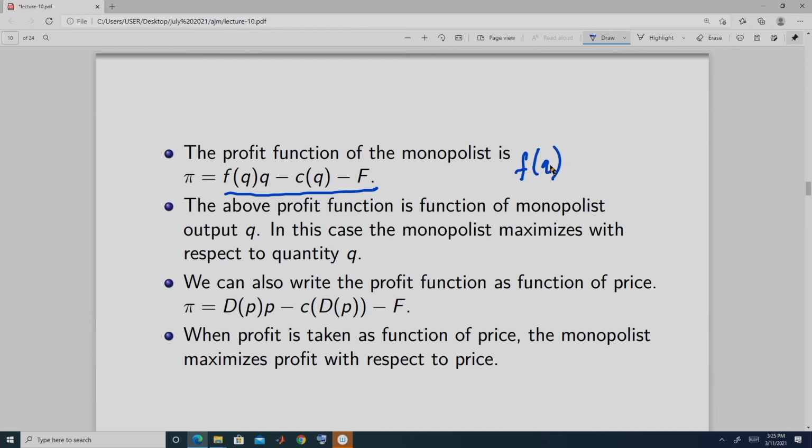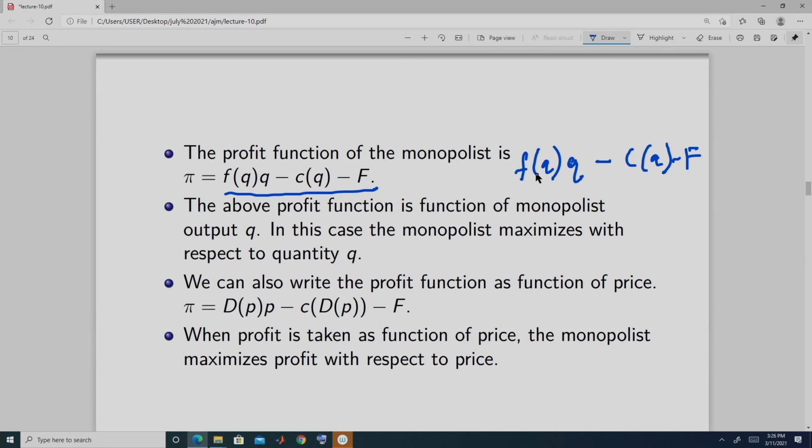price into Q, the amount of output produced by the monopolist. So, this is the total revenue. Cost is C minus F. This is the total cost. Okay. So, this is the profit of this firm, total revenue minus total cost. Here you notice that this profit function is a function of output. So, the output that the firm is producing.